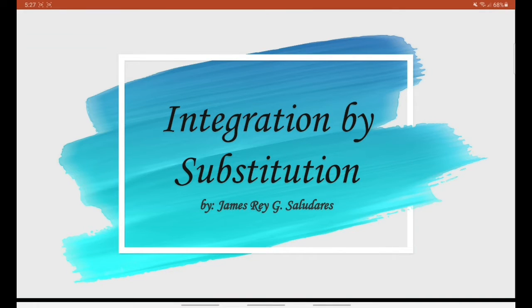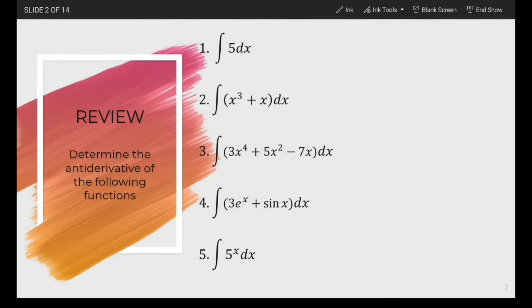Hey everyone, so here we are again to discuss another technique in integration, which is integration by substitution. Before we start the main topic, let's have a review first of the basic integration rules.